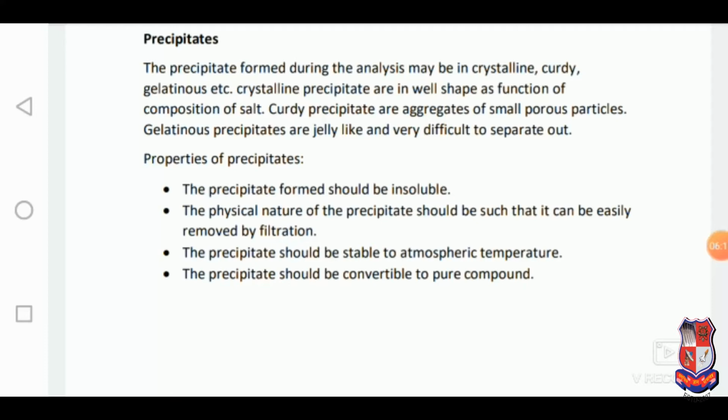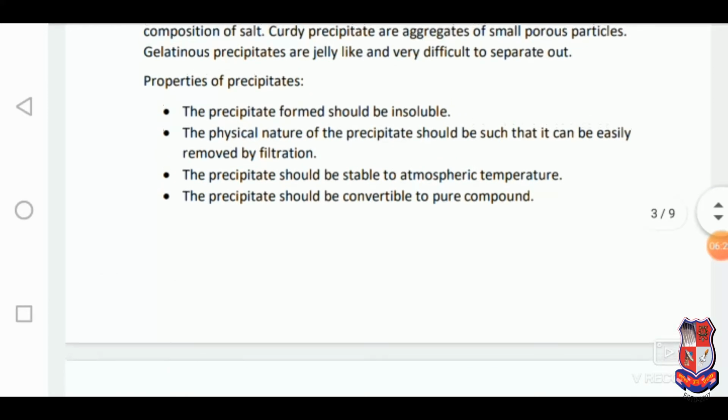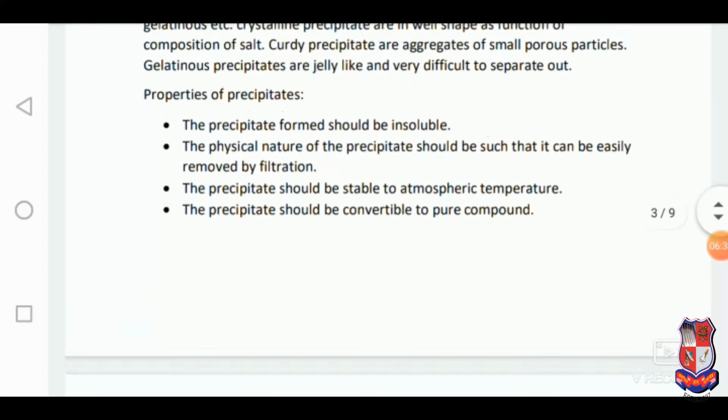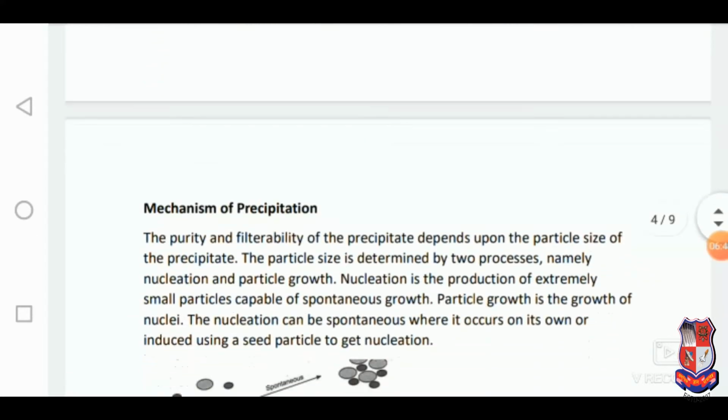The second thing is the physical nature of the precipitate should be such that it can be easily removed by filtration. The third thing is the precipitate should be stable at atmospheric temperature. And the fourth thing is the precipitate should be convertible to a pure compound. These are the four prime requirements for an ideal gravimetric analysis.